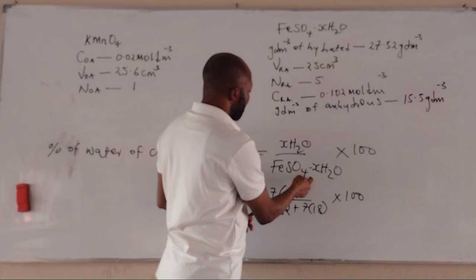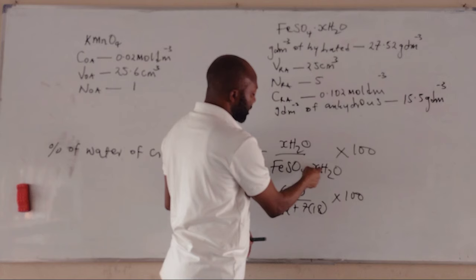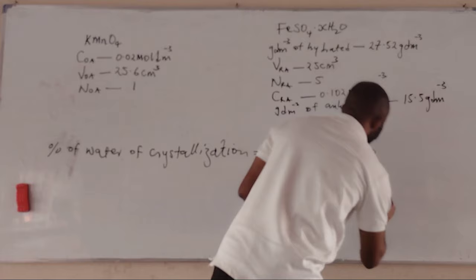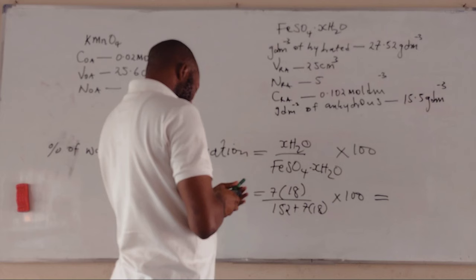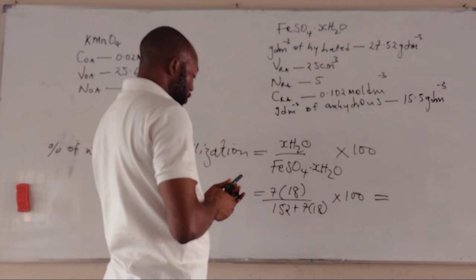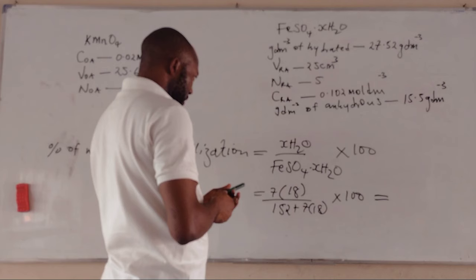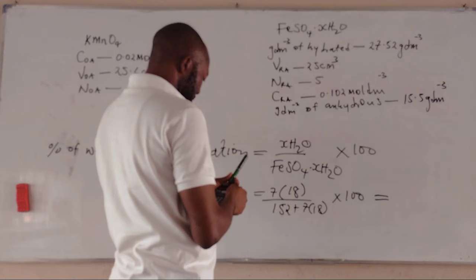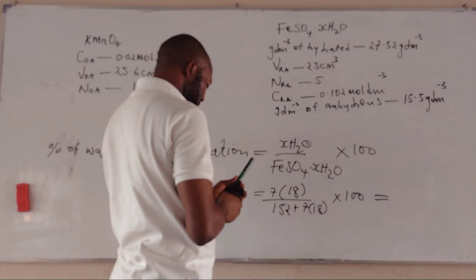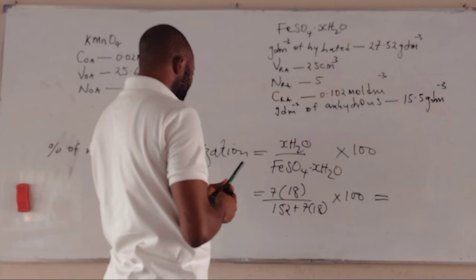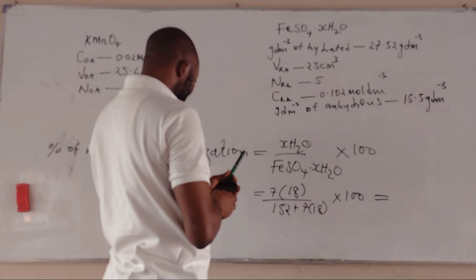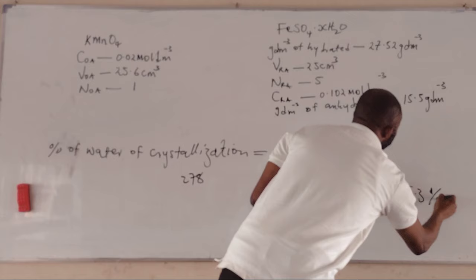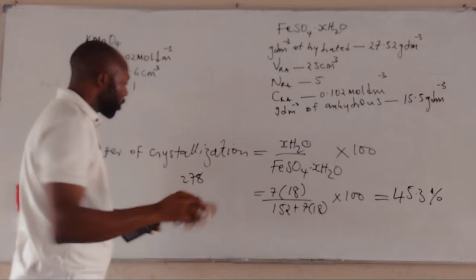Now, let me explain this. The relative molecular mass of this compound is 152. Here is 18, x is 7, 7 times 18, and the same thing happens here, 7 times 18. So 7 times 18 is 126. Now, plus 152 is 278. Now, this divided by this: 126 divided by 278 times 100 is 45.3%. So that's the percentage of water of crystallization.